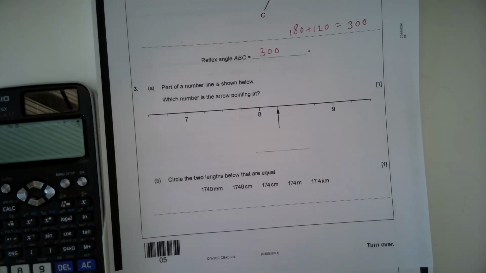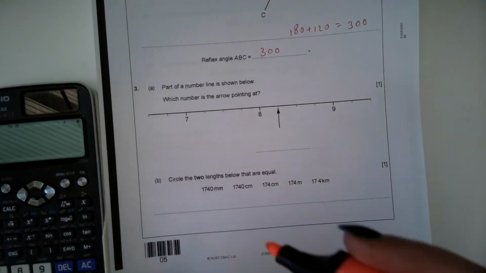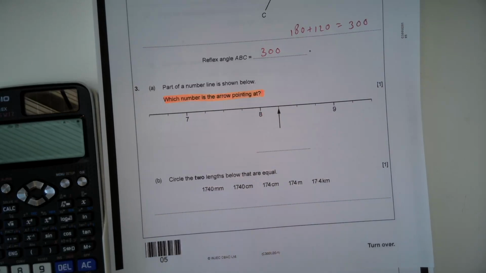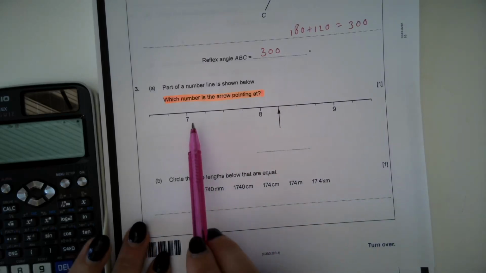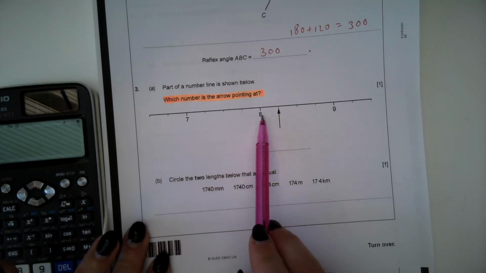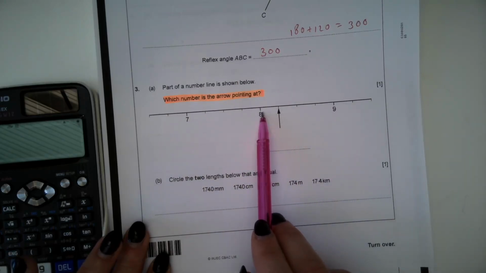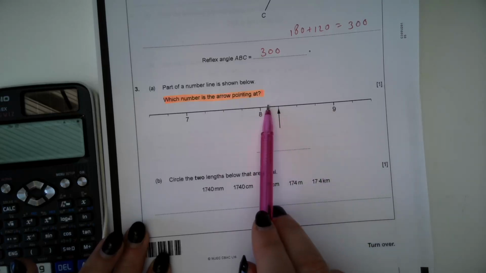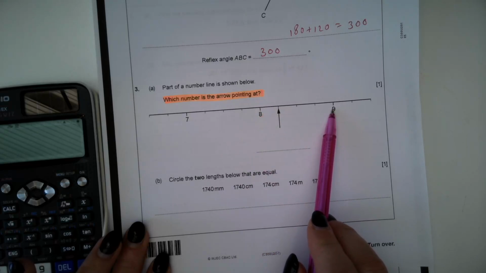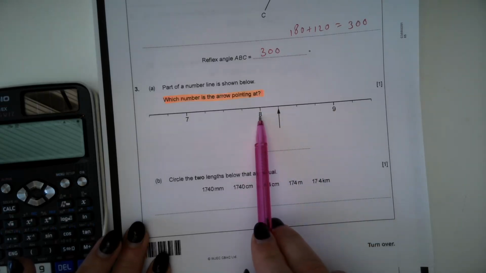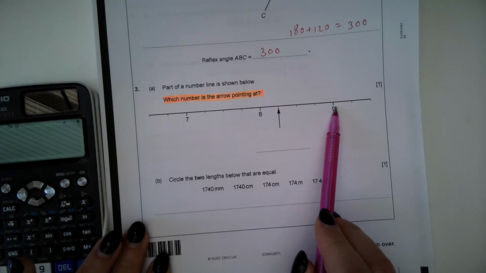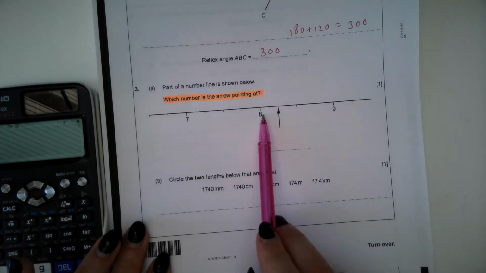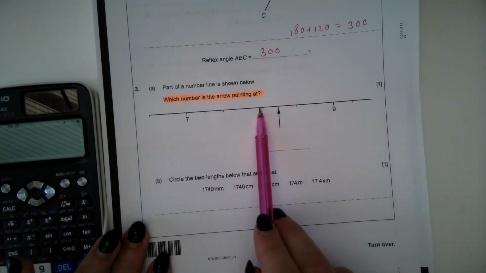3A. Part of a number line is shown below. Which number is the arrow pointing at? So we need to figure out what the increments of this number line are, so what these equal spaces are. So for whole numbers, we go from 7 to 8 and 8 to 9. So we know that this value is going to be between 8 and 9, so it's not a whole number. But we need to figure out what's happening between these two values. So from 8 to 9 on this number line, we have 1, 2, 3, 4 spaces, okay? So this one whole from 8 to 9 is split into 4.